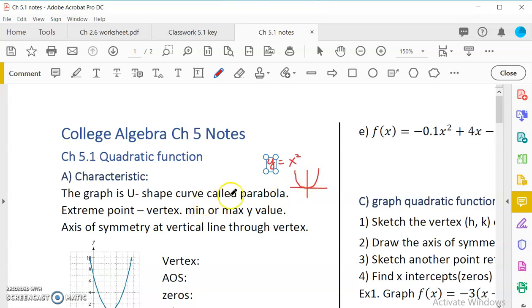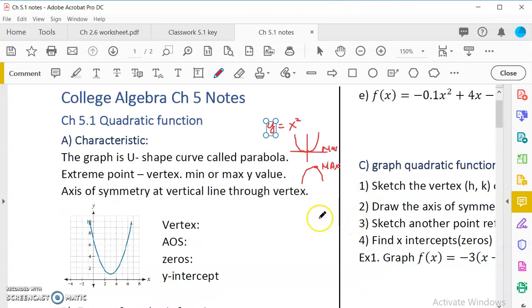So the main feature of a parabola is its U-shape. It's facing up if it is just x squared, but if you undergo reflection, if you multiply a negative outside, then it becomes facing down. So there is always an extreme point called the vertex. In the parent function, the vertex is (0, 0), and it is the minimum point. If it's facing up, we have a minimum point. If it's facing down, we have a maximum. So the vertex and the maximum or minimum point is very important.